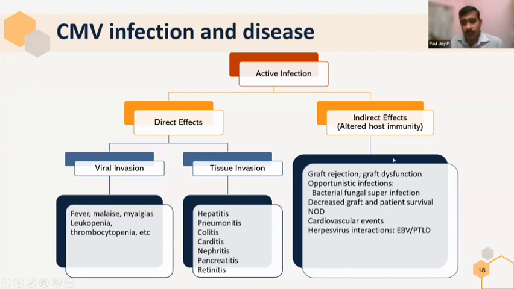And indirect effects can lead to graft rejection, graft dysfunction, and susceptibility to opportunistic infections, decreased graft and patient survival, new onset diabetes after transplant, cardiovascular events, and interaction with other herpes viruses resulting in PTLD.